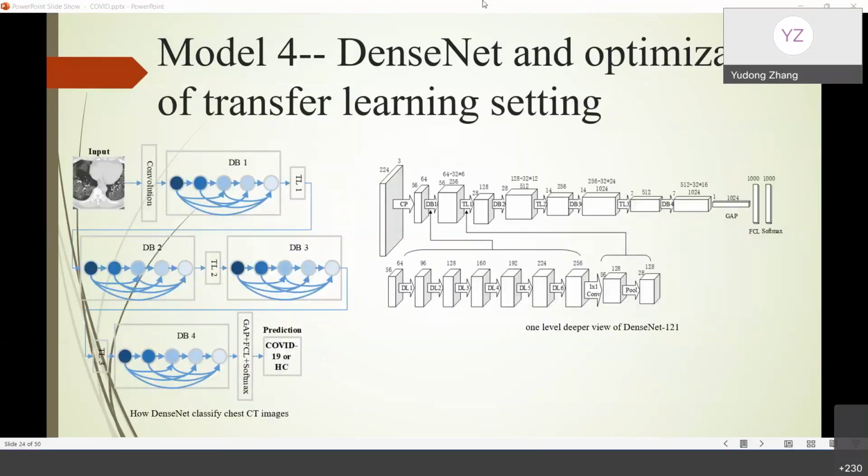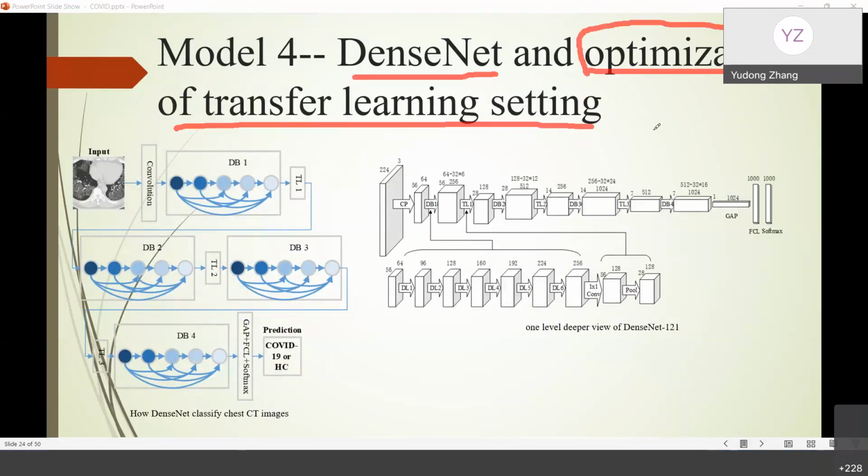And finally, we also tested some results called the DenseNet. We tested something called the optimization of transfer learning setting. Why do we use the optimization? Because for the transfer learning, we need to check which layers are frozen and which layers will be used for a slow training and which layers will be used for a fast training.